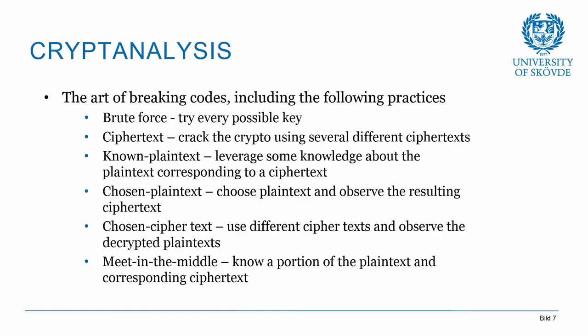Then we have the chosen plaintext, and the chosen plaintext attack is that we choose a plaintext and we observe what the resulting ciphertext will be. And this is of course only possible if we have the ability to choose a plaintext and observe the output ciphertext. Then we have the other way around, which is a chosen ciphertext attack, and in this case we use different ciphertexts and observe the decrypted plaintexts. And then we have a meet in the middle attack, where we know a portion of the plaintext and the corresponding ciphertext, and we try to go from there and decipher how the crypt system works.